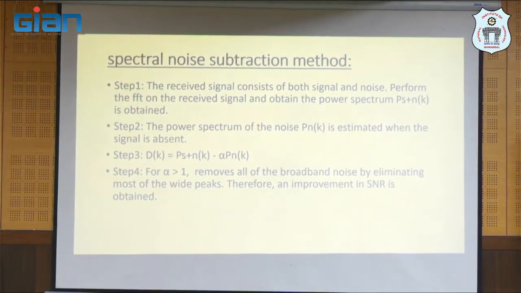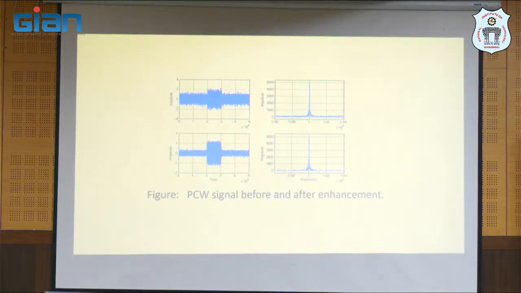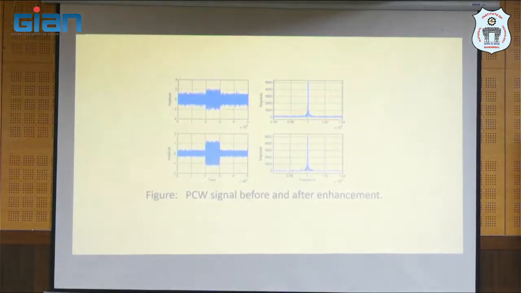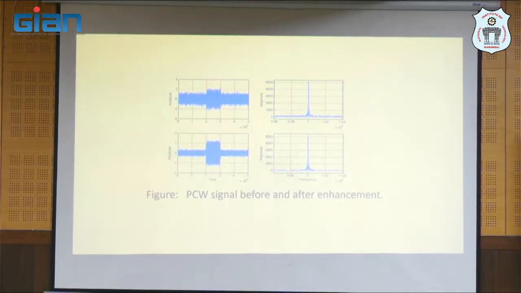If the SNR is decreased, then it is difficult to process the echo synthesis. This is the PCW signal, a pulsed continuous wave signal. I have taken a pulse and generated the FFT of that pulse, and after passing through this spectrum subtraction method, I calculated the FFT again. It clearly shows that out-of-band noise is decreased, but in-band noise is still present, and the signal level in the band also decreased.